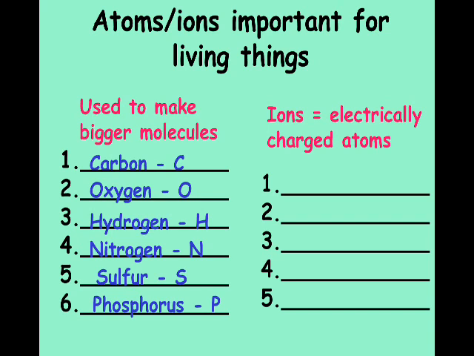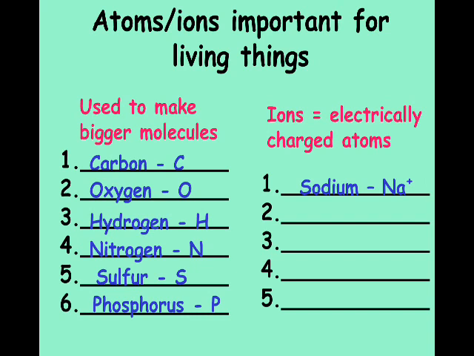And phosphorus, capital P. Notice it makes an F sound like phone, but it's spelled with a PH, just like phone. So P for phosphorus. Those are the 6 most important atoms for living things. You have other atoms inside of you, but these are the majority of what makes up your body. And we're also going to look at some ions that are important to living things.